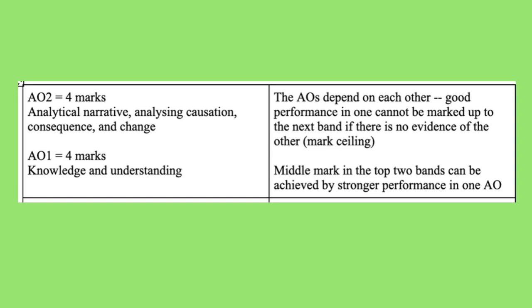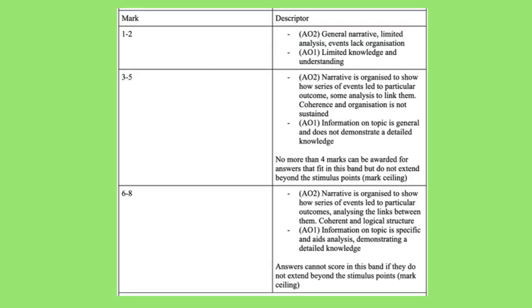That brings us on to AO1, which is worth the other 4 marks, and that is for your knowledge and understanding. So you can, of course, use the stimulus points, but there are some mark ceilings in this question, which means that you can't score as highly if you don't bring in your own knowledge and show that you've got a really good understanding of the topic. These are the bands for this question, which you can also find out about more in our overview video. Have a read through and see where you think your answer might fit, then try and determine a mark.